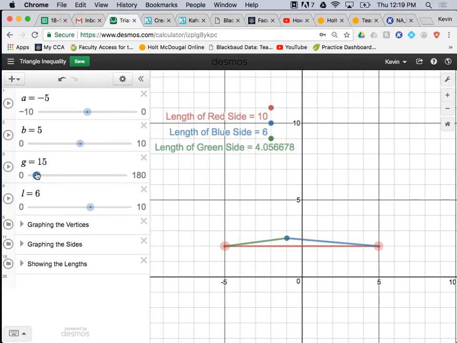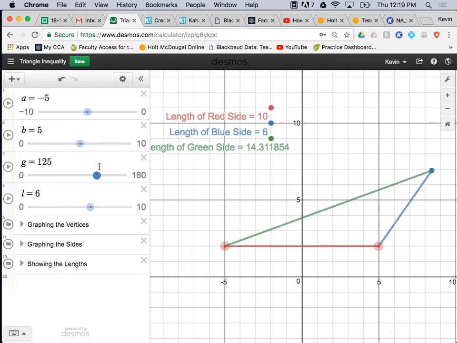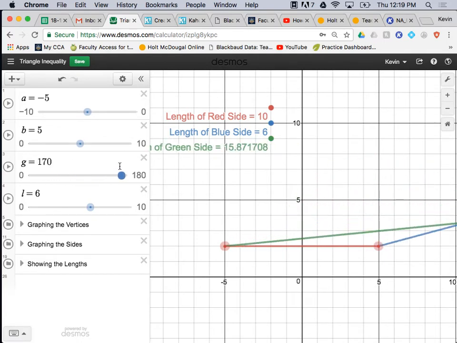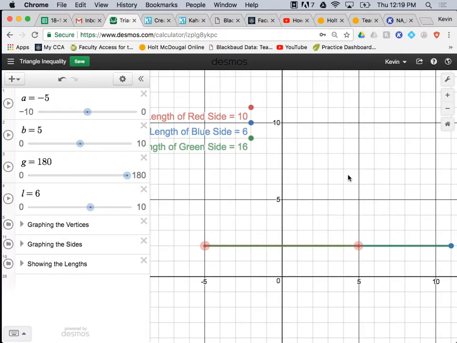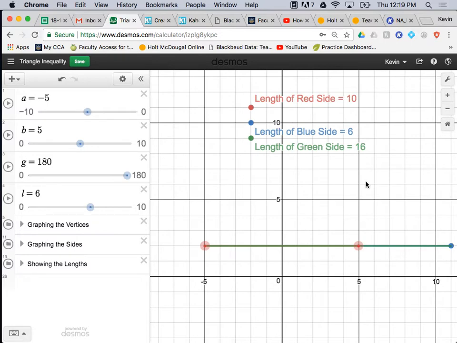But now let's go the opposite direction and keep making the green side longer and longer. The green side's getting longer and longer until, bam, it's 16. That's the longest it could be, but technically it can't even equal 16, because that's just a straight line. It could be a little bit less than 16, like 15.9. That's still a triangle, but that's not. What do you notice about the red and the blue side as it compares to the green side? They add up. Does that make sense? So what am I noticing here about these triangles?